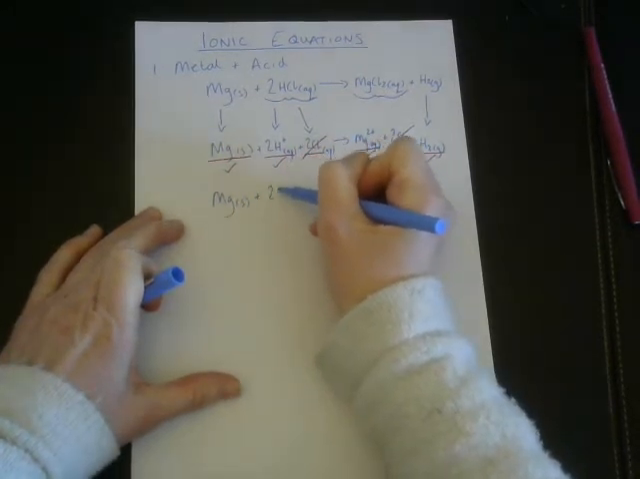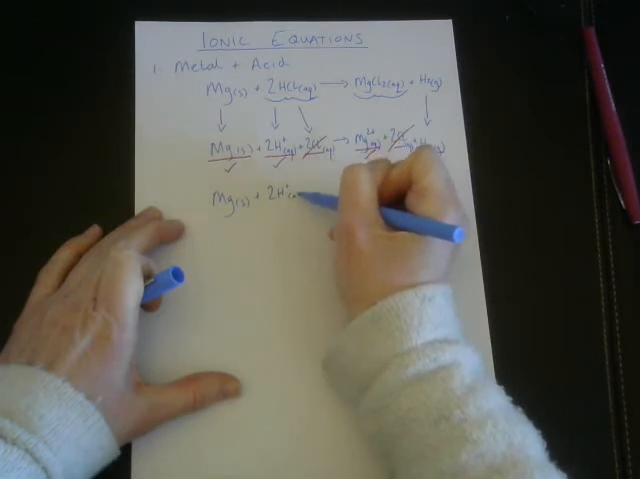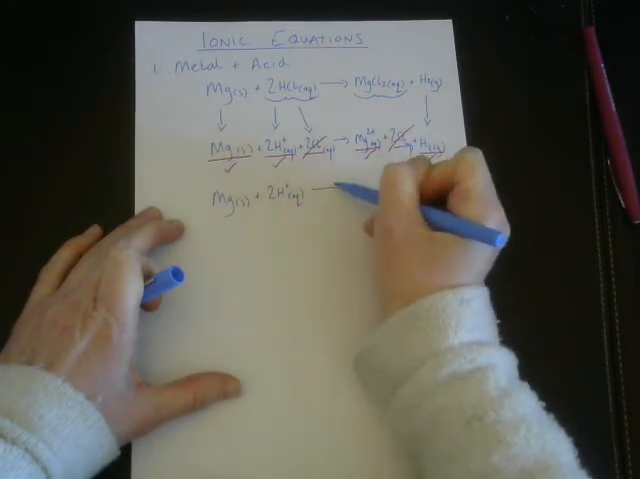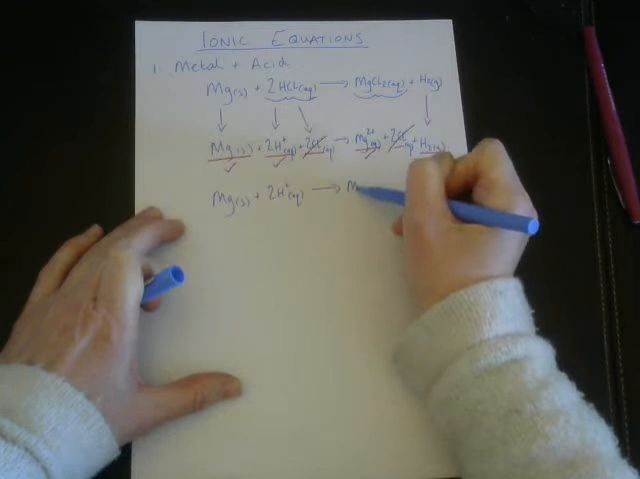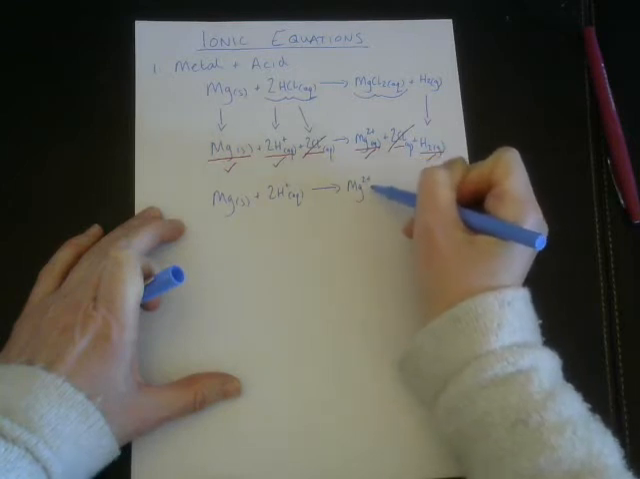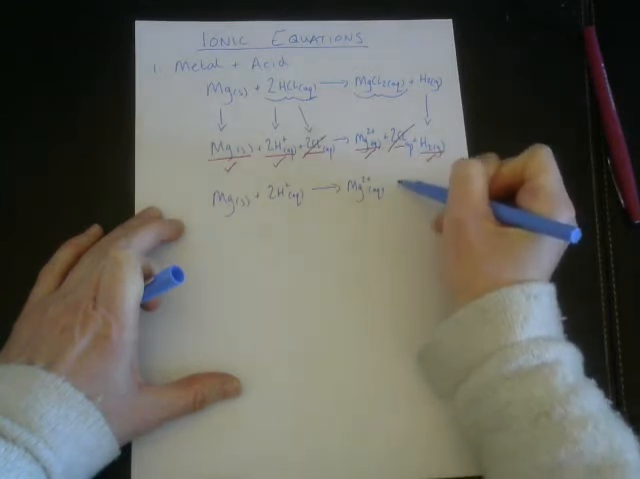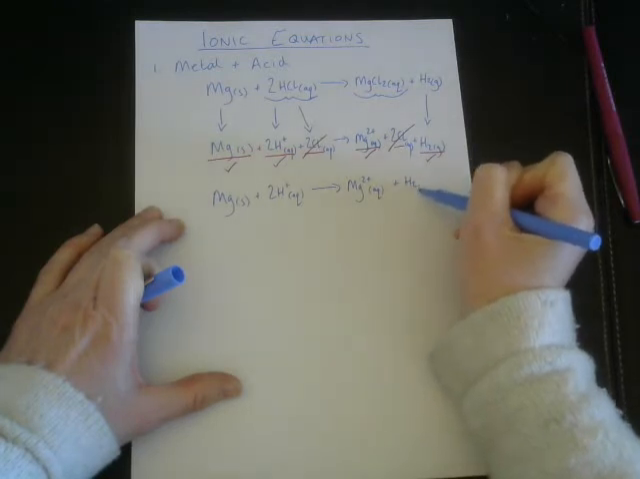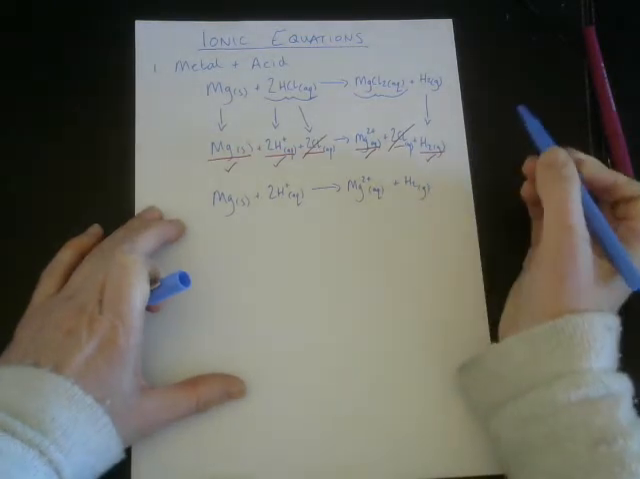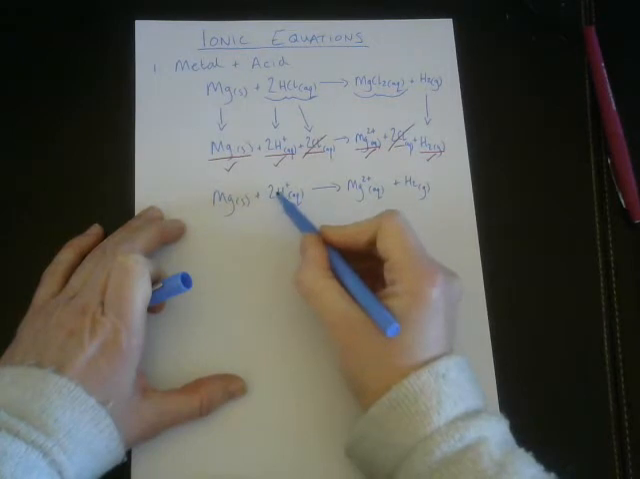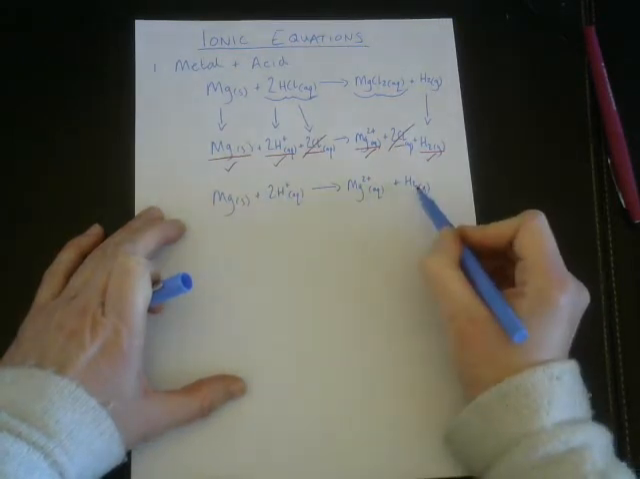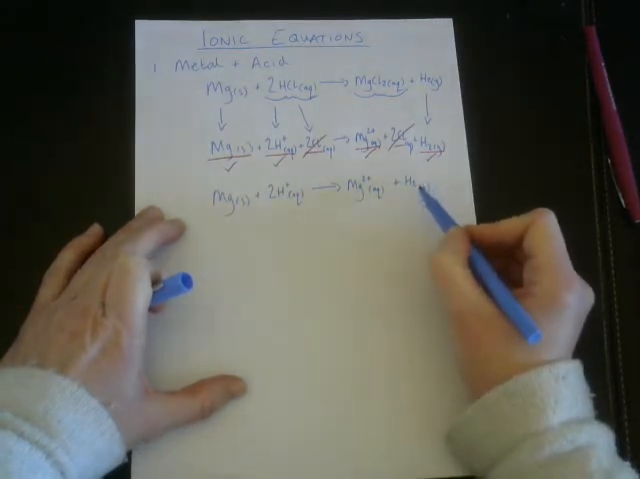we'll have our hydrogen ions, we're going to ignore the chloride ions, then we've got the magnesium ion here, going to our hydrogen gas over here, and it is balanced because we've got 2 hydrogen ions here which go to our 2 hydrogen atoms over here.